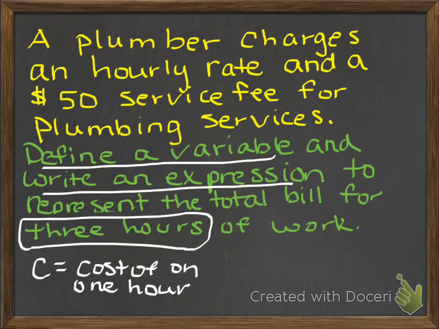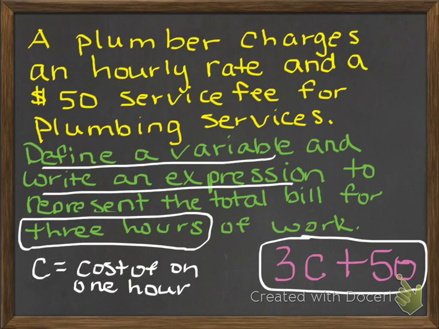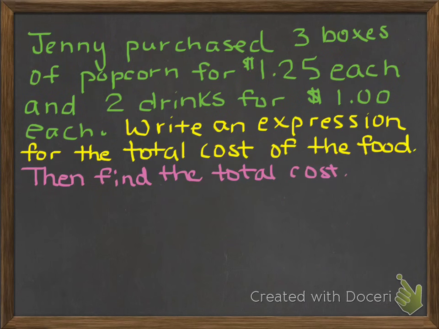Then from there, let's go ahead and think about what we have. So we have our flat fee, which was the $50. Remember, I said that's always going to be at the end because it doesn't change no matter how many hours. Then it says that the plumber worked 3 hours. So we're going to have 3 times C, which is the cost for each hour, plus 50. So that is going to be the expression to represent the problem for 3 hours. So that's how you're going to do that one. I'll go over this one in class as well, since it was a little confusing on the example.